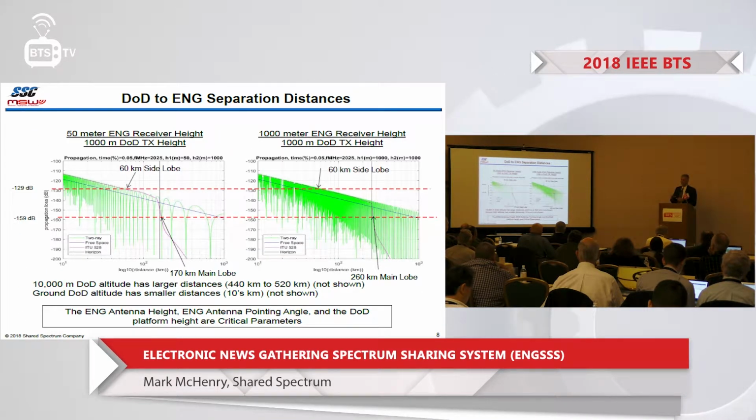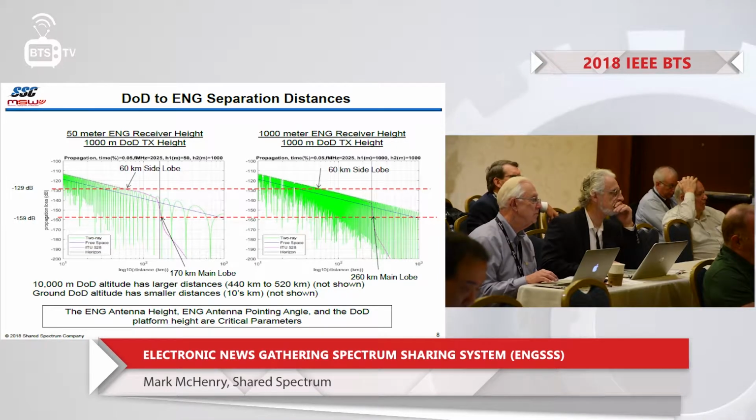So what we're looking at is kind of the worst case. Assume the DoD platform was airborne. And this is a propagation model, an ITU propagation model. And we look at the airplane at one altitude and another. One of these is a 1,000-kilometer DoD altitude against a 50-meter ENG receiver. And the right side is a 1,000-meter ENG system, which is on a mountaintop, not on a 1,000-meter tower, against a 1,000-meter DoD height. And the dotted red lines are those two numbers in the previous chart.